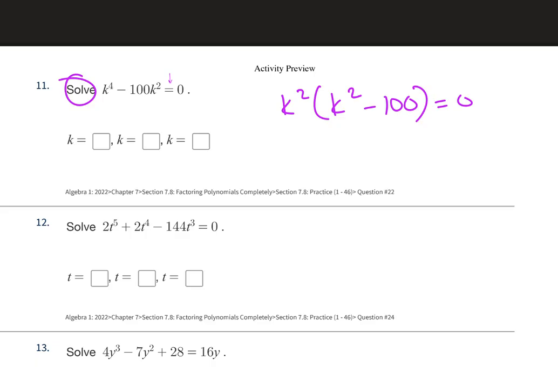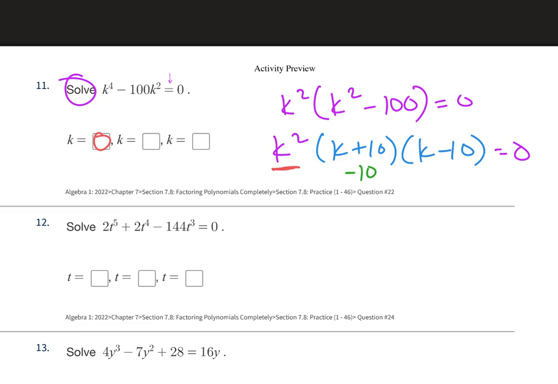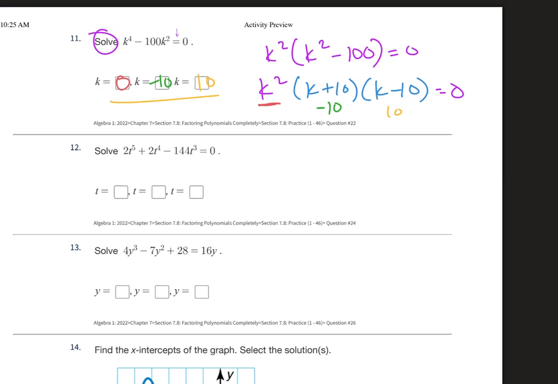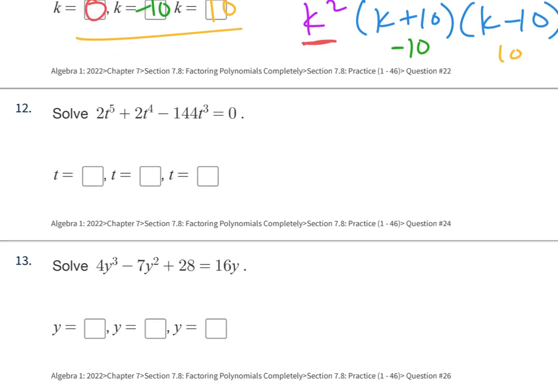Well, that k squared is still going to be hanging out front, but this factors into k plus 10, k minus 10, and it still equals 0. So the idea is that this guy, if he was 0, then the whole thing would be 0. If this was negative 10, the whole thing would be 0. And if this was 10, the whole thing would be 0. There's your answers.